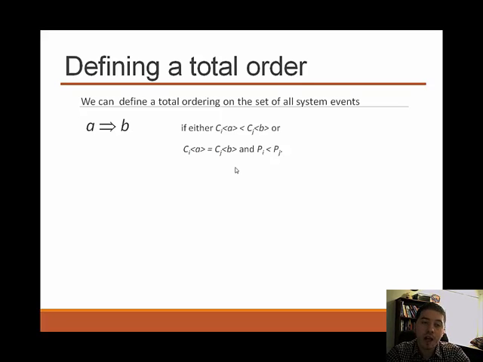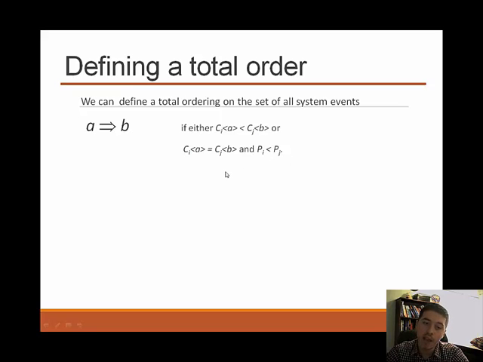Now, we have provided those concepts in order to define a total ordering. While defining a total ordering, we can solve the synchronization problem in distributed systems, and we can also avoid the deadlock concept as we learned in the class. We can define a total ordering on the set of all system events: A happened before B if either one of those conditions is satisfied. We can say A happened before B if Ci of A is smaller than Cj of B. Or we can also say that A has happened before B if Ci of A is equal to Cj of B and Pi is smaller than Pj.